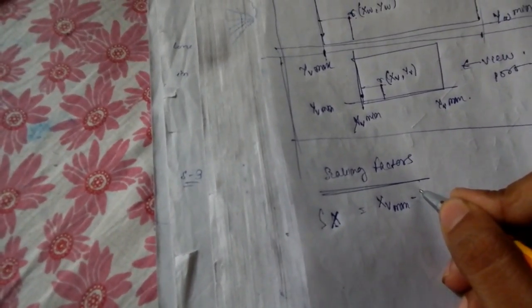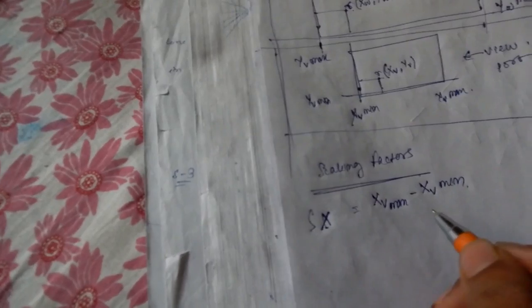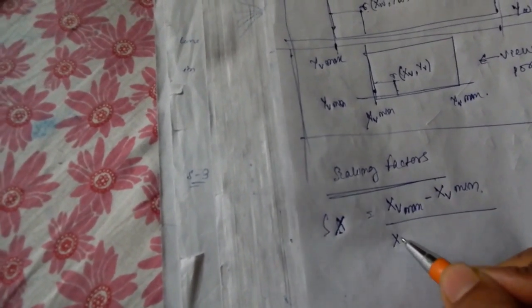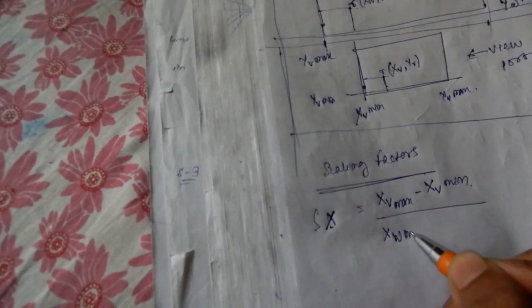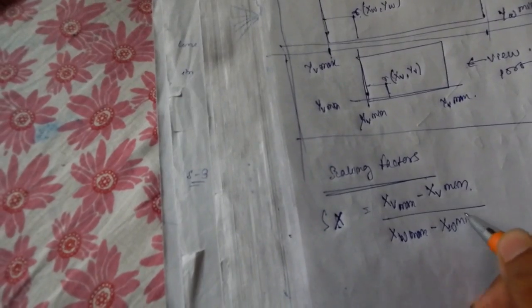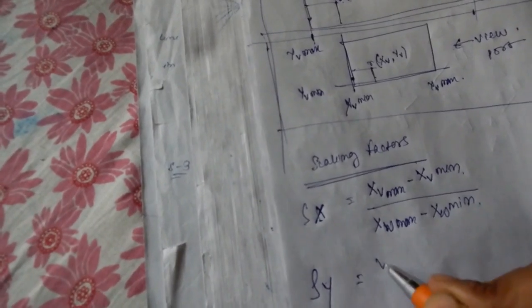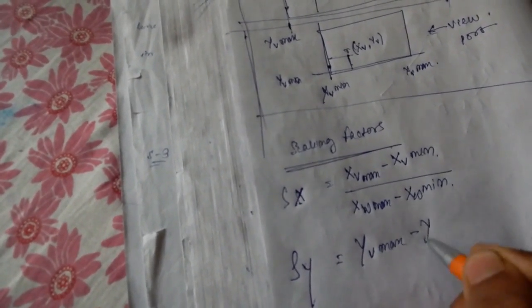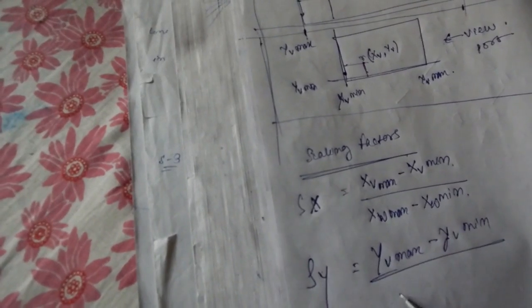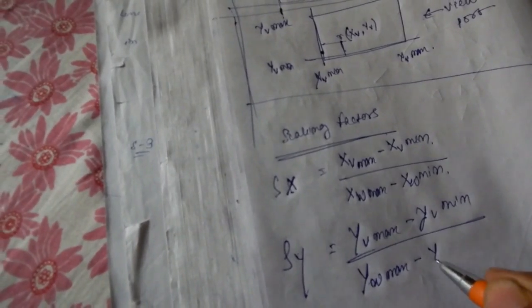The scaling factor for x is xv max minus xv min by xw max minus xw min. And the scaling factor for y is yv max minus yv min by yw max minus yw min.